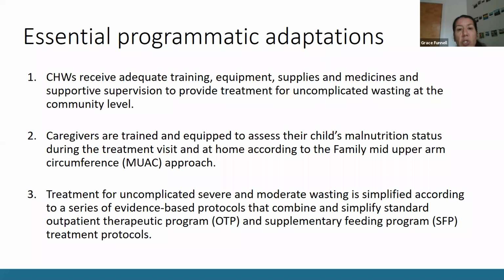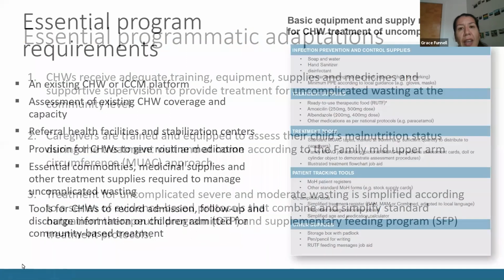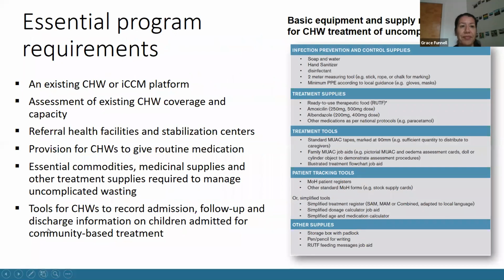And lastly is the treatment of uncomplicated cases of severe and moderate wasting, simplifying that treatment using a series of evidence-based protocols that combine and simplify the standard OTP program and SFP program treatment protocols. So looking to combine and simplify the treatment of acute and moderate wasting. Thank you very much. Over to you.